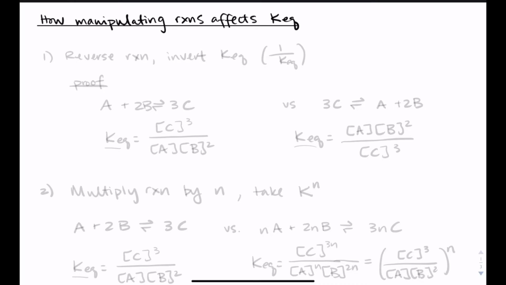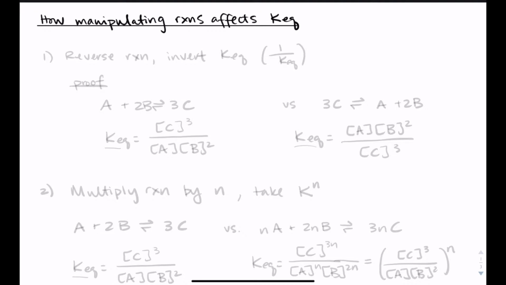Our last topic is looking at how manipulating a reaction affects the equilibrium constant. This is something that you could do without me giving you all of these rules, but I'm going to give you proof for each one so that it will help you remember the rule, and hopefully, if nothing else, remind you of why if it's on the left, we call it a reactant. If it's on the right, we call it a product. And we don't change the reaction.